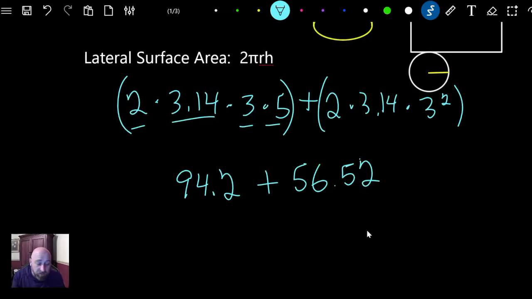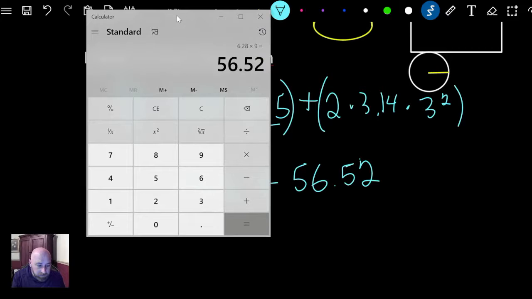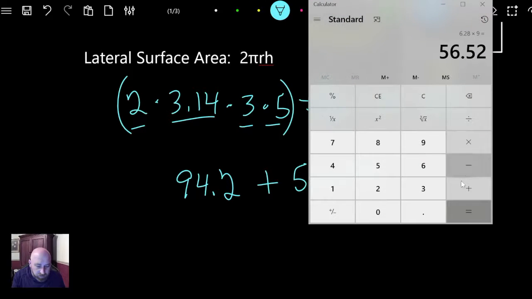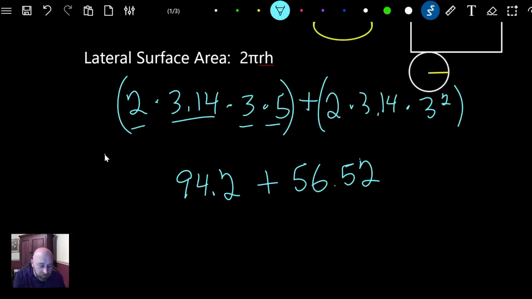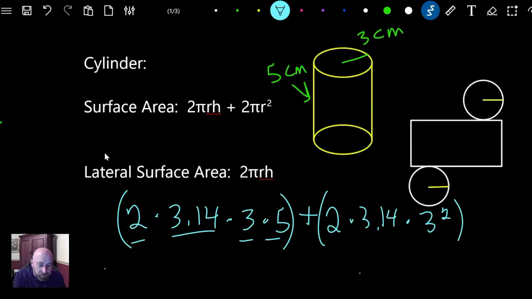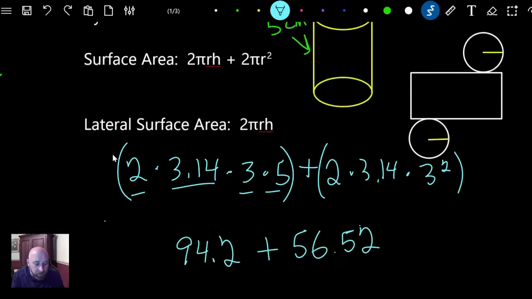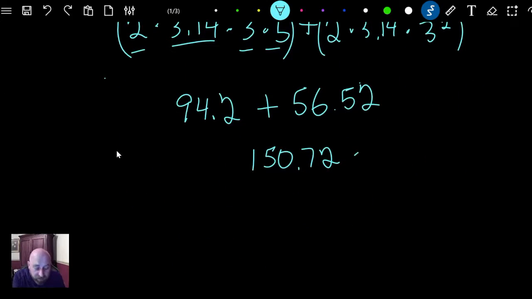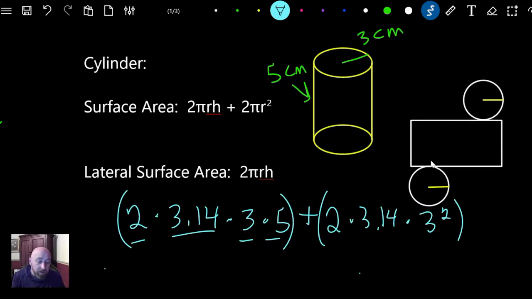And then we would just add those two together. So 56.52 plus 94.2 equals 150.72. And that is going to be centimeters squared, because remember, we're in surface area, so centimeters squared. Or you could say square centimeters, that is the same thing. So there is the answer to the surface area of that cylinder.